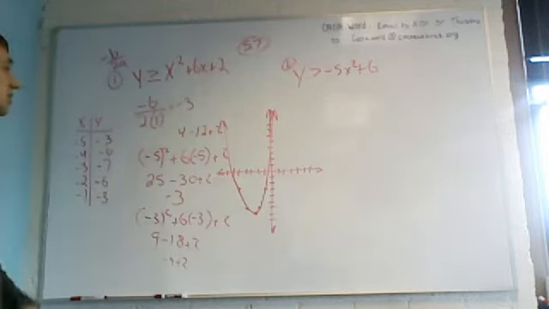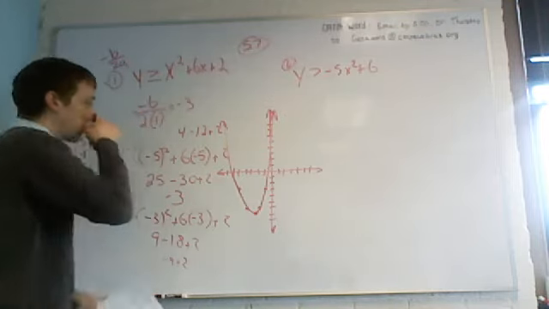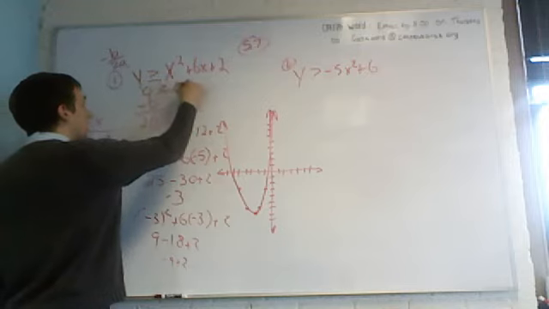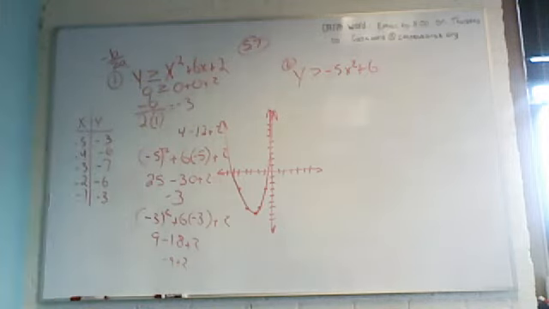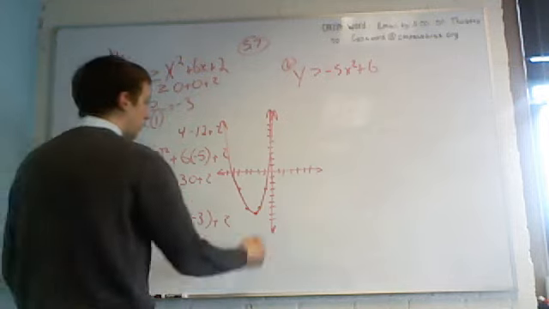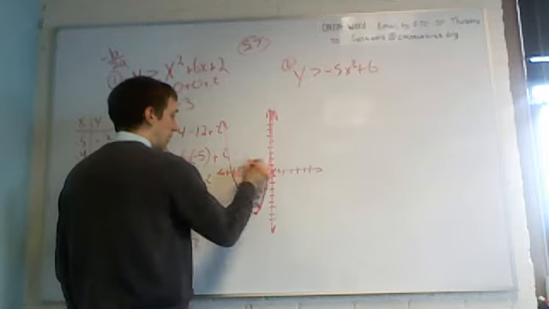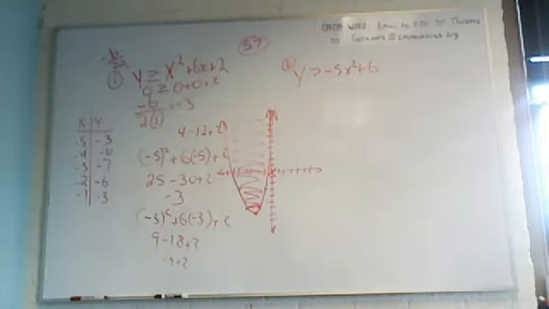So let's see if 0, 0 works. How do you plug it back in? In x and y. So is 0 greater than or equal to 0 plus 0 plus 2? Is 0 greater than 2? No. 0 is not greater than 2, so this point does not work. So we would shade inside of the parabola. Questions?